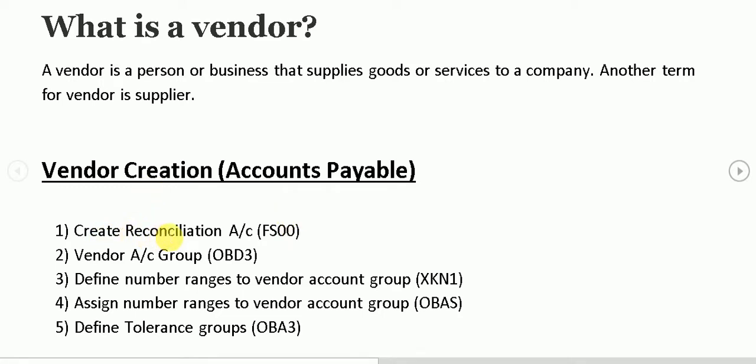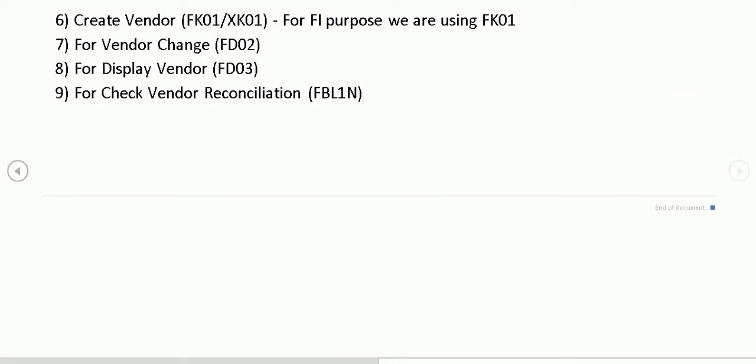First we create a reconciliation account in FS00. Then we create a vendor account group in OBD3. Then define number ranges for the vendor account group in XKN1. Then assign number ranges to the vendor account group in OBAS. Then define the tolerance group in OBA3. Then create the vendor in FK01.